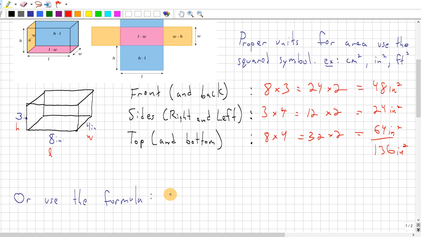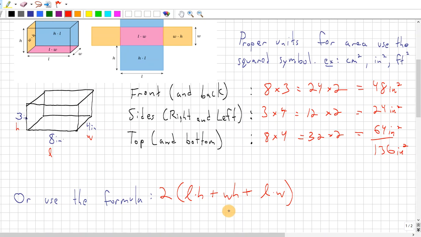But if you were to look at a formula, we would look at something like this. You'd have 2 times, and you'd have, what did we do? We did the front and the back, which was the height times the length, or length times height, plus we did the sides, which are the right and left sides. That was the height times the width, or width times height, plus, and then we did the top and the bottom, which were the length times the width.